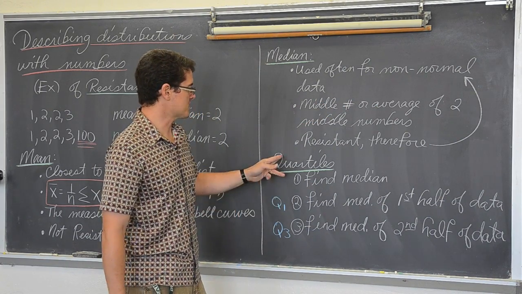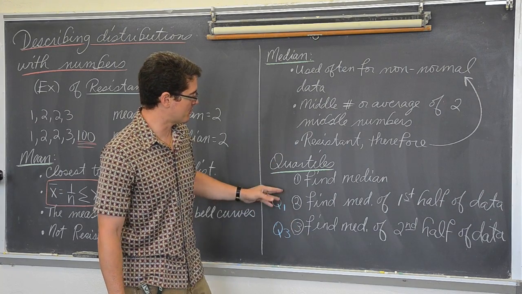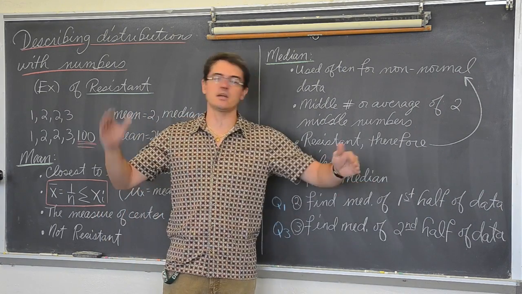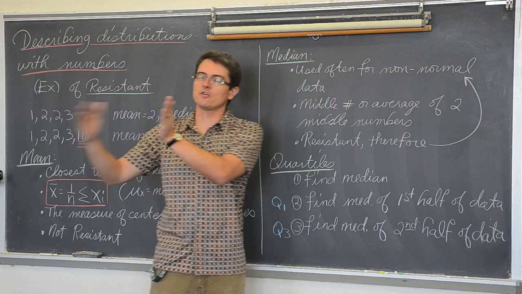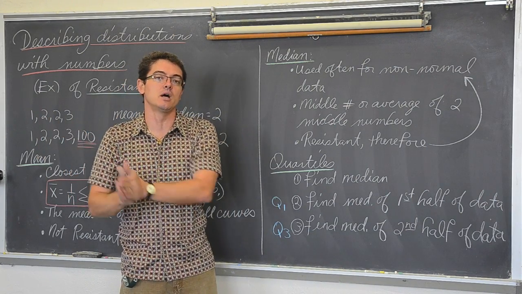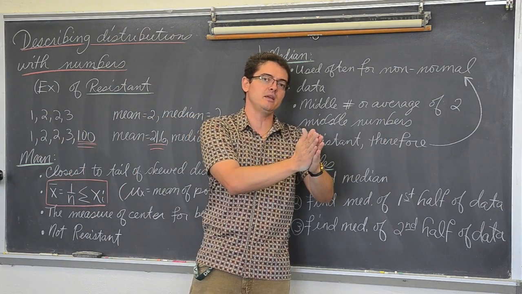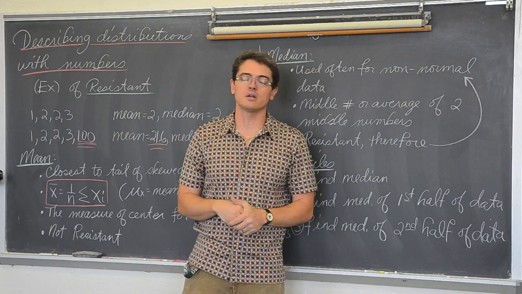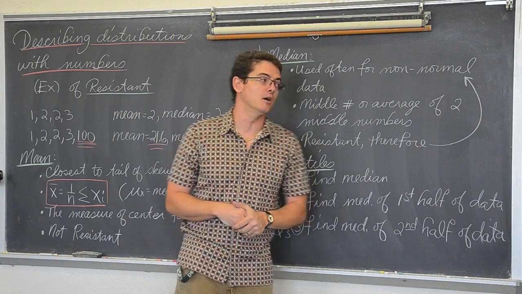Again, it's resistant. Quartiles, I gave an example of that in a previous video. If you want to find quartiles, you take your numbers low to high and find the median. Take the first half of your numbers, find the median, that's Q1. Take the second half of your numbers, find the median, that's Q3. Again, if you want an example of that, look at the previous video.